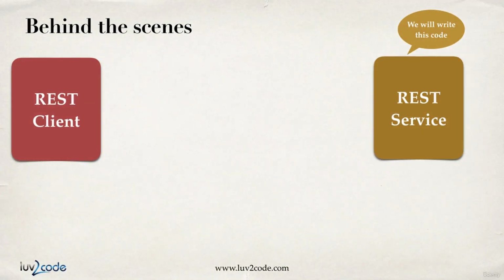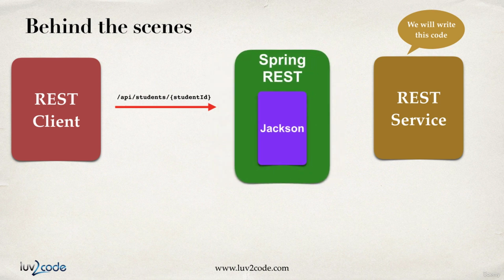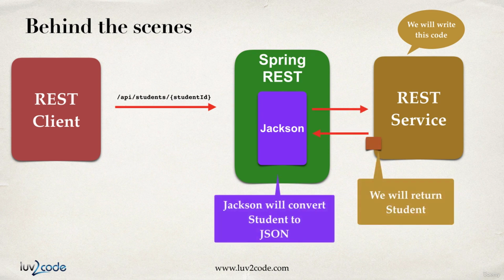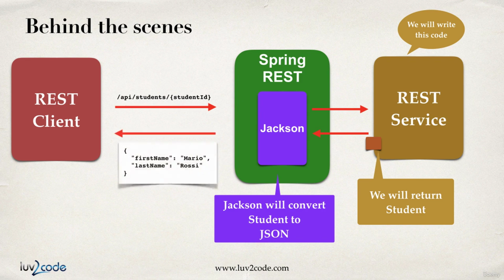Alrighty, so let's look and see how this works behind the scenes. We have our REST client and our REST service. We'll make a request across for /api/students/{studentId}, and the student ID is in curly braces. And then we'll have Spring REST along with Jackson. They'll make a call to the REST service. So in our code, we'll return that given student. And then Jackson will convert that student object, that student POJO, to JSON and then send it back across to the REST client. You've seen this process before, but I simply wanted to show you the information again, along with just using a single student object as opposed to an array list.